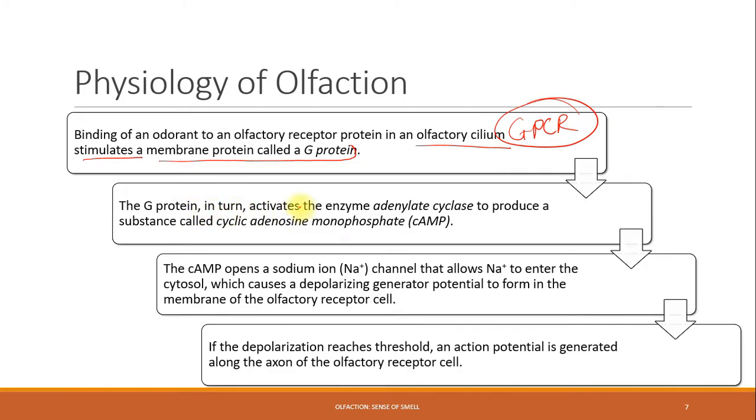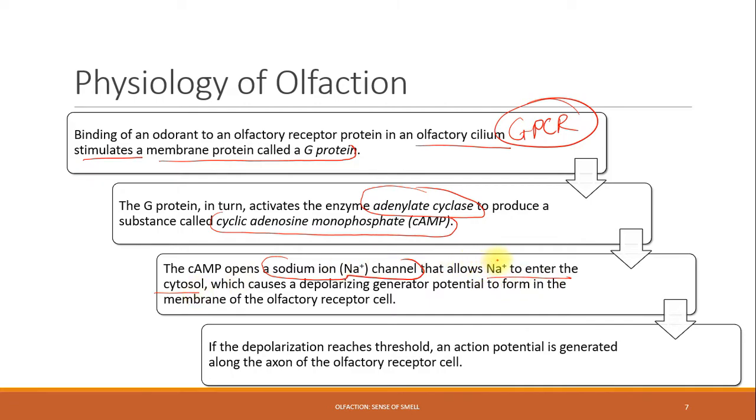So the G protein in turn activates enzyme adenylate cyclase to produce a substance called cyclic adenosine monophosphate, which is termed in short cAMP. Okay, so this cAMP, cyclic adenosine monophosphate, in turn opens up sodium ion channel that allows sodium to enter the cytosol.